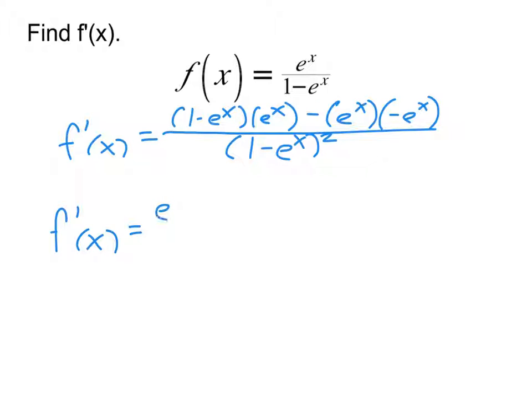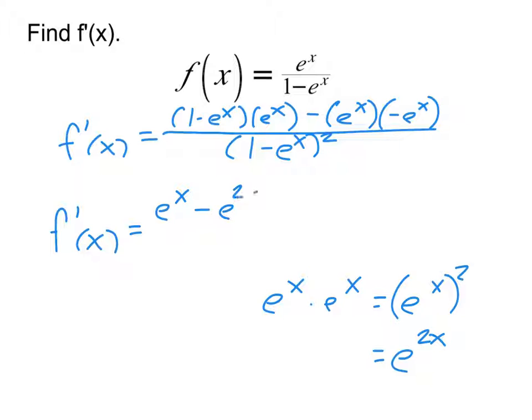Of course that gives me e to the x minus, and then e to the x times e to the x. That's e to the x squared. What does e to the x squared equal? Well, remember when we have a power to a power like this, we multiply those two exponents, so that's the same thing as e to the 2x. Okay, then minus, and now I multiply the e to the x by the negative e to the x. That's going to give me a negative, so it's minus a negative, so plus another e to the 2x there.